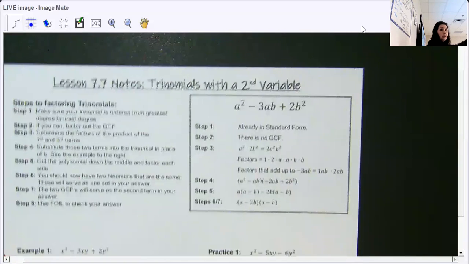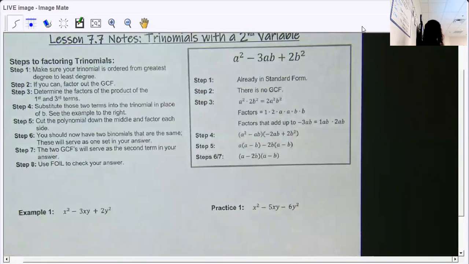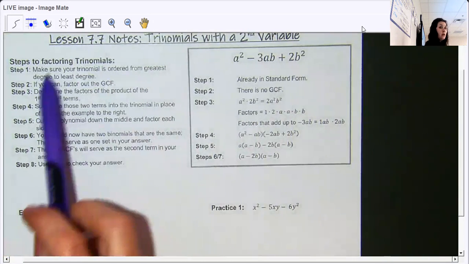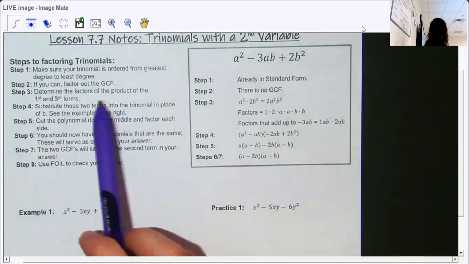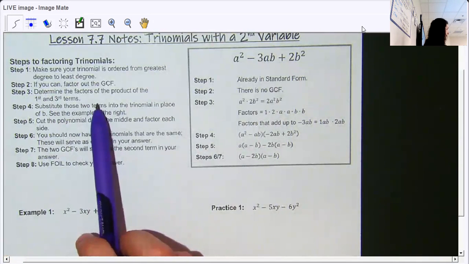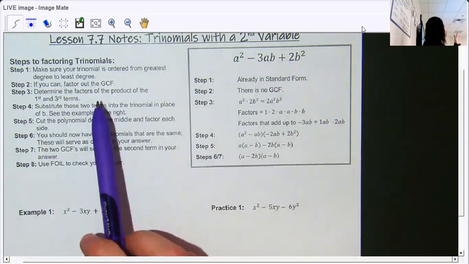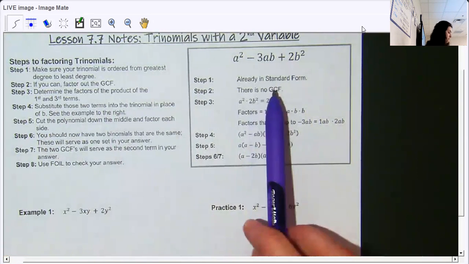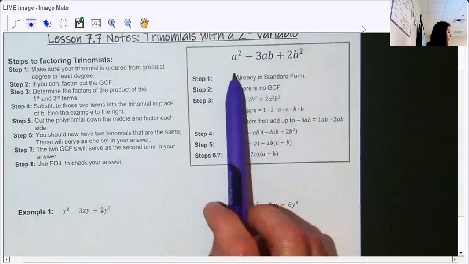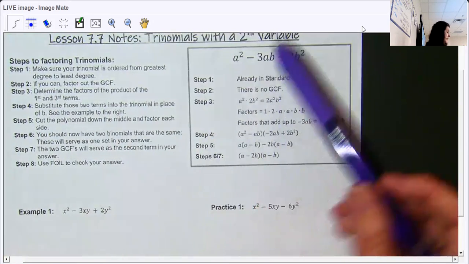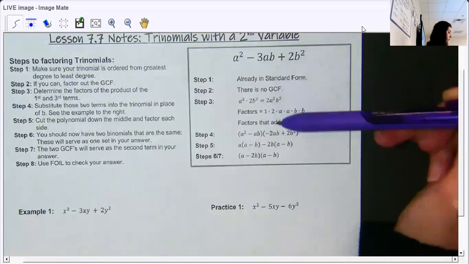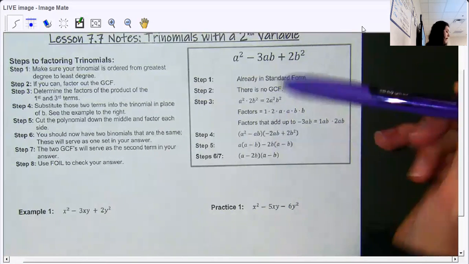Okay, so today we're working on 7-7. The only thing we're doing different is adding a second variable into our trinomials. These are the steps that are on almost all of our notes from 7.5, 7.6, 7.7, and then I think 8 as well. If you want a really good example of how to do these, this is step by step on what you need to do, okay?